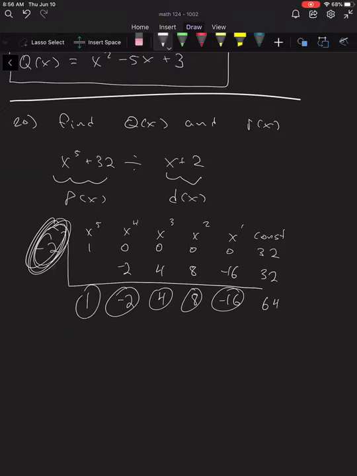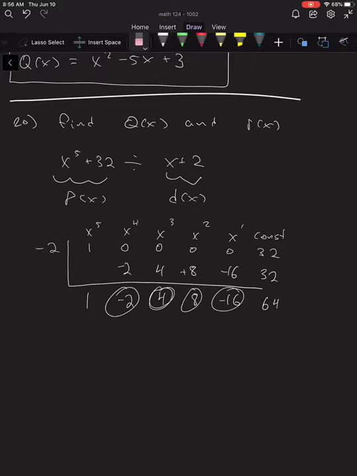Oh, hold on, we made a mistake somewhere. We should have got 0 for the remainder. So what did we do wrong here? Oh, let's see the problem. See how we were supposed to do minus 2 times 4, which would have been minus 8, but we put a positive 8 here. That needs to be a minus 8.